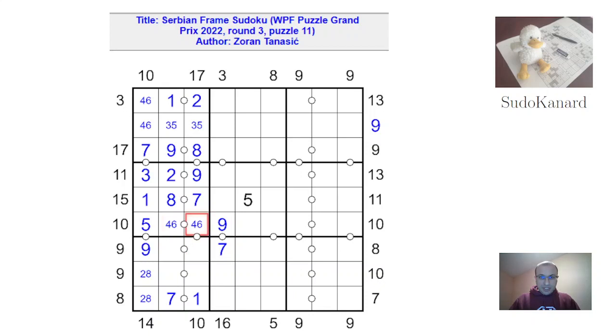This 4-6 is in a 10 sum, so that's 4 or 6. Up there, this 3-5 has its counterpart here. To complete to 9, we get 4-6, and this is 3 or 5. And I think that's all we can do with those columns for the time being.